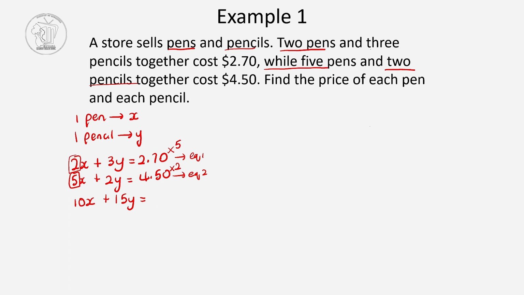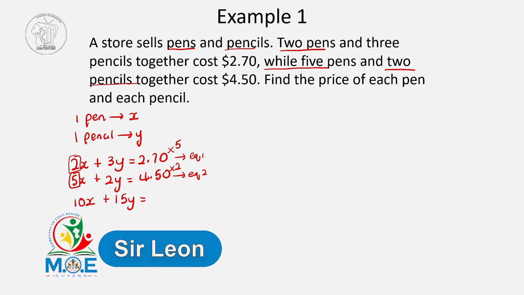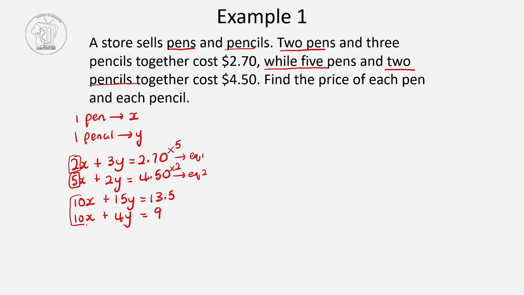And this is equal to 2.70 times 5, so 2.70 times 5 will give us 13.5. And now we have 5x multiplied by 2, which will give us 10x, plus 2y multiplied by 2 will give us 4y, is equal to 4.50 times 2, which will give us 9. And now we see these two are the same, so now we subtract the bottom equation from the top equation by subtracting the like terms.